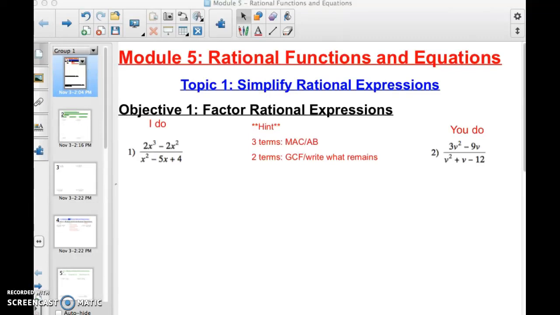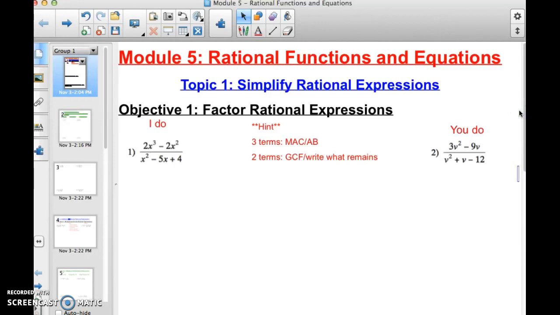Module 5 is rational functions and equations. In this video I'm going to talk about objectives 1, 2, and 3 of topic 1, which is to simplify rational expressions. Again, it's going to be 3 objectives in one video.